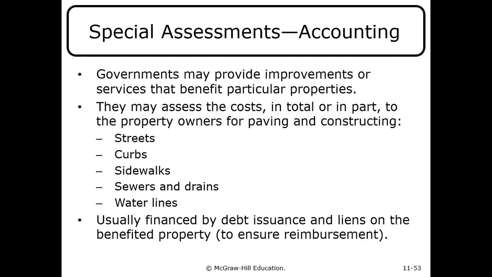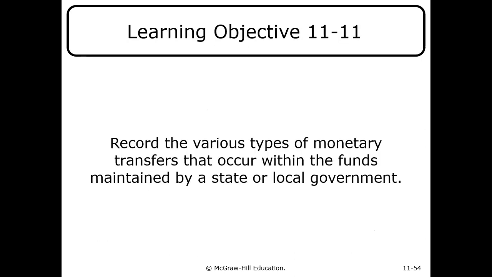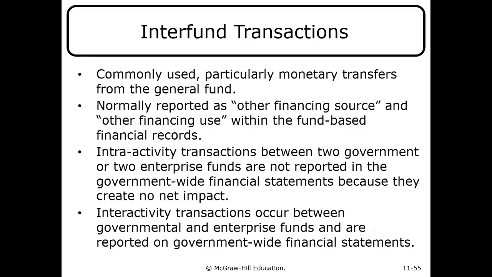Very different. We're not used to having different funds to account for different parts of a transaction, and that's what's happening here. That's where fund accounting is different. Sometimes there are transfers that occur within the funds maintained by the state or local government. So commonly used, particularly monetary transfers from the general fund. So they're normally reported as other financing sources and other financing uses instead of receivable from the debt fund. We call them other financing sources, other financing uses.